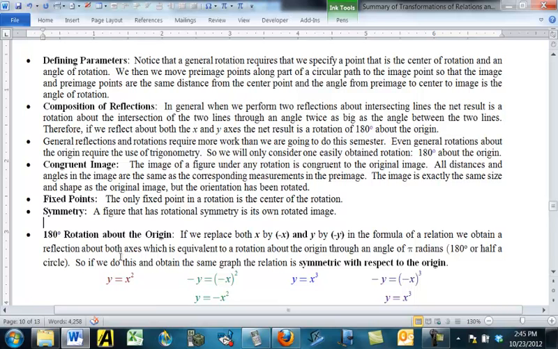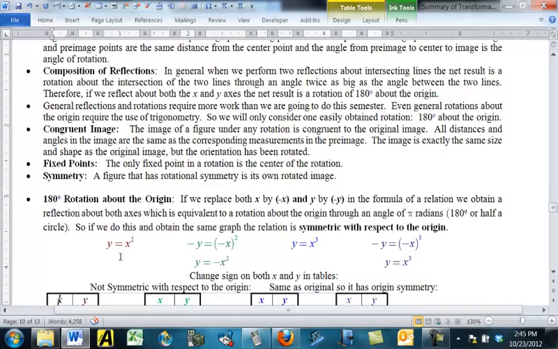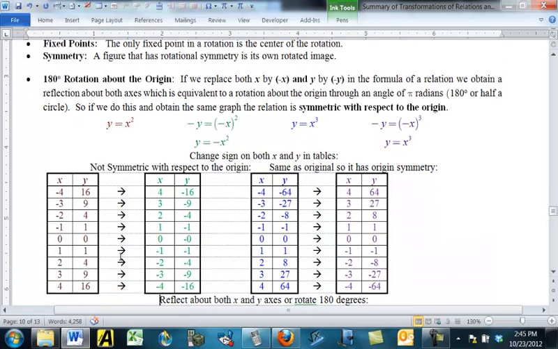We talked about some power functions that have that. The ones that were in quadrants 1 and 3 had origin symmetry. The ones that were in 1 and 2 had a reflective symmetry about the y-axis. So here we go. If we replace both x by minus x and y by minus y in the formula or relation, we obtain a reflection about both axes, which is equivalent to a rotation about the origin through an angle of pi radians, or 180 degrees, or half circle rotation. And we say if the graph turns out to be the same, then it's symmetric with respect to the origin. Y equals x cubed is symmetric with respect to the origin. Y equals x squared is not.